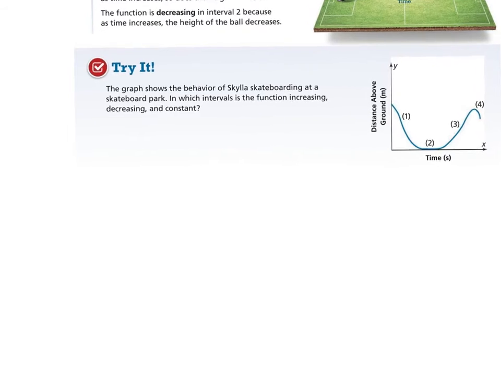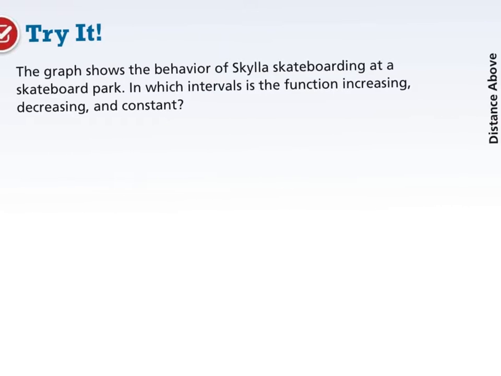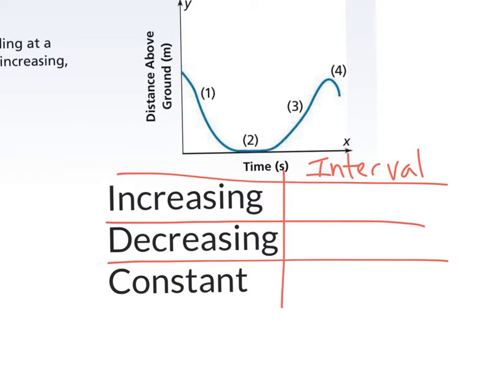On the try it, the graph shows the behavior of Skyla skateboarding at the skateboard park. In which intervals is the function increasing, decreasing, and constant? So if we just look at the different parts of the graph here, we could just make a table so we can look at each of these.